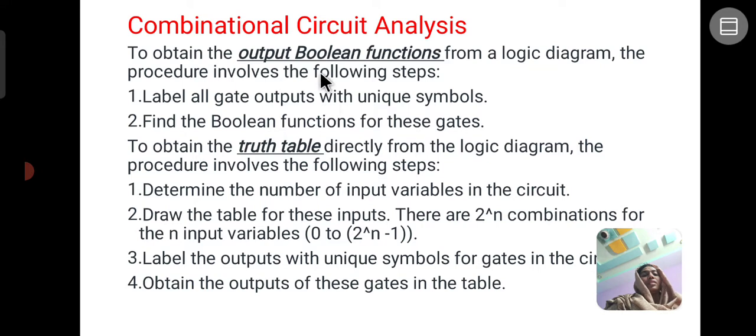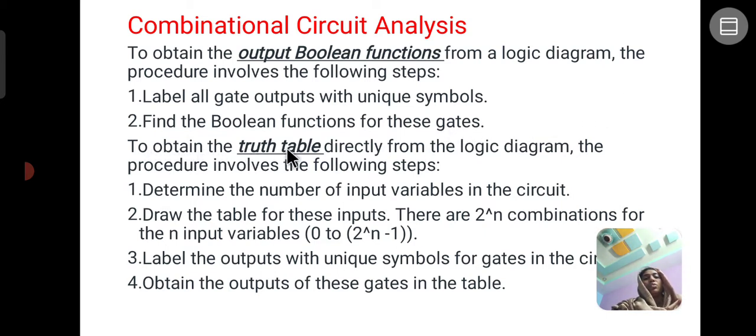To design any combinational circuit, one step is to label all the gate outputs with unique symbols. So we have to label all the logic gates, AND, OR, XOR. The second step is to find the Boolean function for these gates. Whatever logic diagram we have, the first step is to give unique names and symbols. Then we have to write the output Boolean expression. If we have an AND gate, what is the output equation? C equals A and B. If we have an OR gate, C equals A plus B. So we have to write the Boolean function.